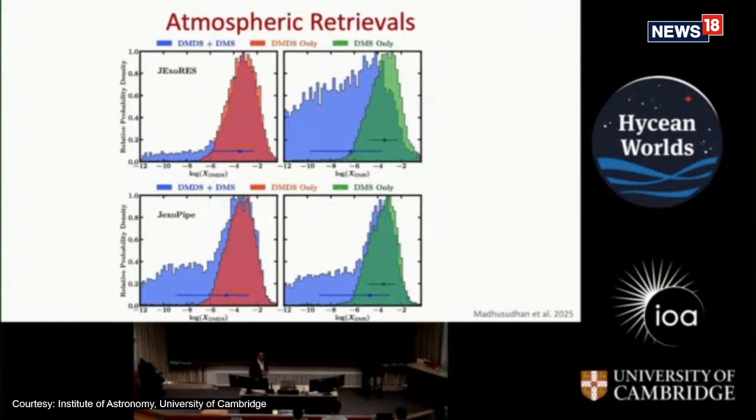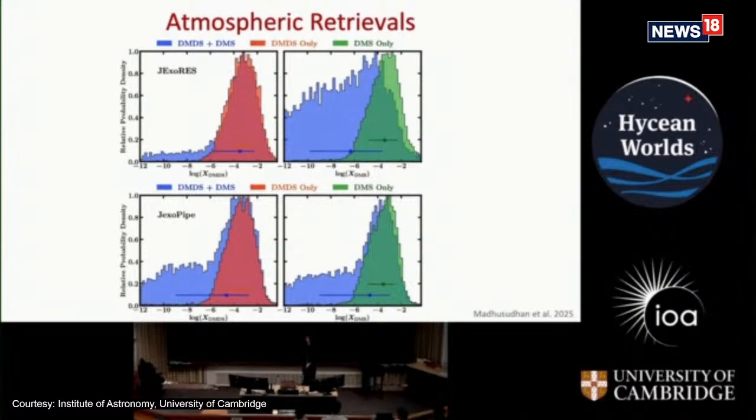Now you can construct a separate model. You say, well, let's remove one of those molecules and see what the detection significance for a similar model is with just one molecule. And that also comes to about 3 sigma. Okay? So that's what these posteriors are showing. The blue is with both molecules included. But then the orange is when you have only DMDS in the model.